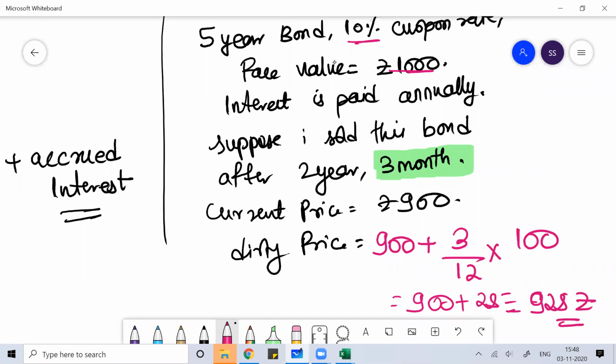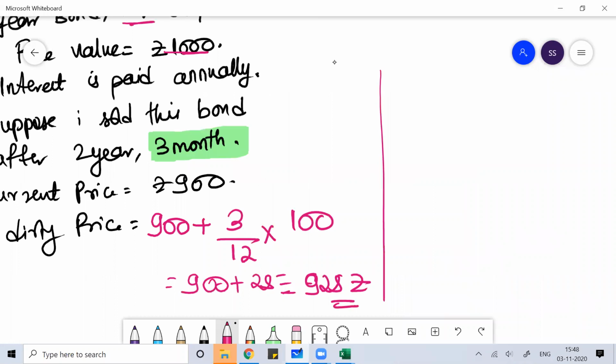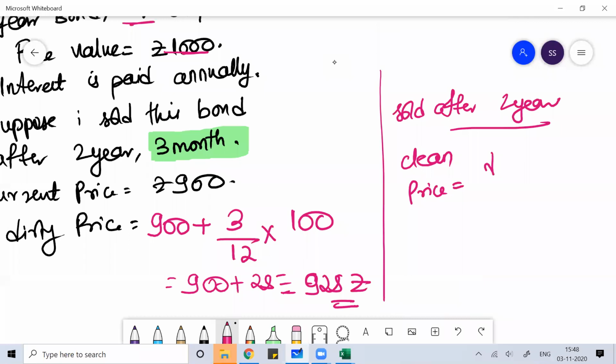If this person would have sold after 2 years only, then the clean price and dirty price would have been the same. Then the clean price would have been equal to the dirty price. But because he has invested for a further 3 months, he should get some value for the additional 3 months where he has done investment. So for the extra 3 months he has invested, he should get value.